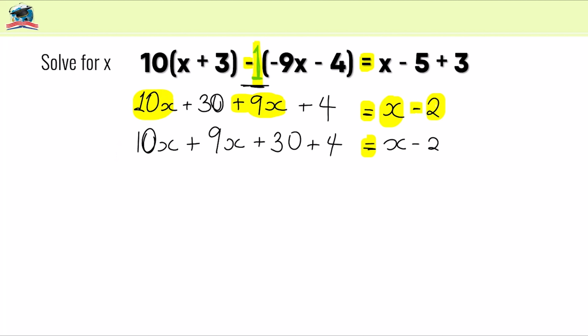So in this rearrangement, you realize that we've got this one here and this one there. That is good. And then we now followed by plus 30 and plus 4. Excellent rearrangement. Okay, let's tidy up.